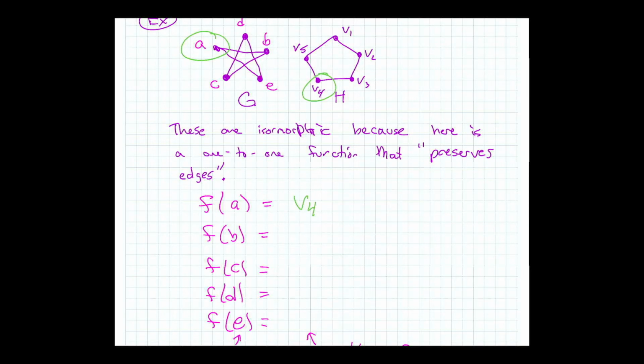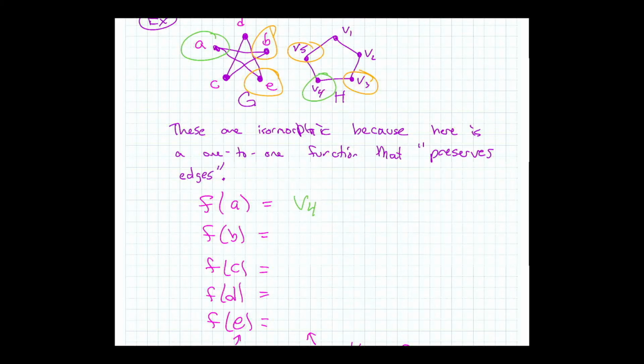Now over here, V4 is adjacent to V3 and V5. So if V4 is adjacent to V3 and V5, and on the other graph A is supposed to be adjacent to B and to E, then that means V5 is going to have to be B or E, and V3 is going to have to be the other one. Because if A is adjacent to these two, then V4 needs to be adjacent to these two, and that has to match up with what we have here. So A is adjacent to B and E. V4 is adjacent to V5 and V3.